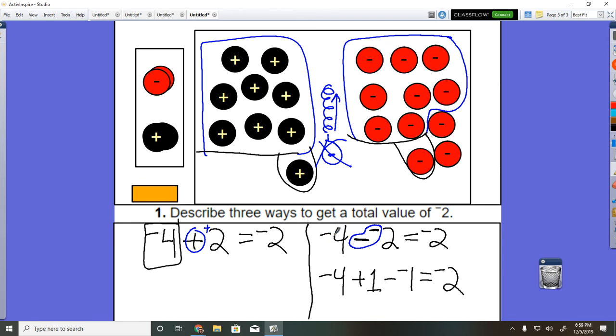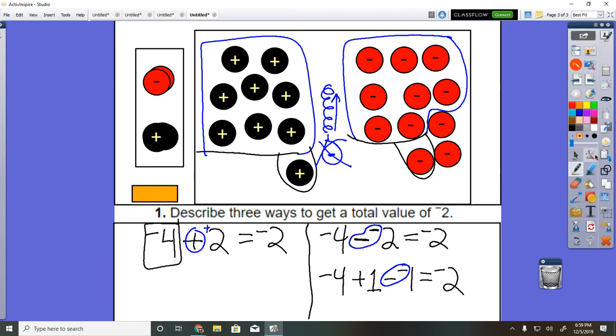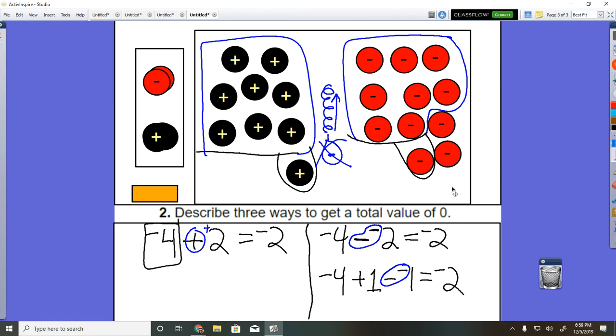All right, so how are these two related to the last one here? Well, if we use that same logic that subtracting a negative is like adding a positive, then basically we're adding 1 twice. And if we're adding 1 twice, that's the same thing as adding 2. All right, so that's a long explanation. I'm going to make the other ones a little bit quicker because we do have other questions we need to answer here. We need to describe 3 ways to get a total value of 0.